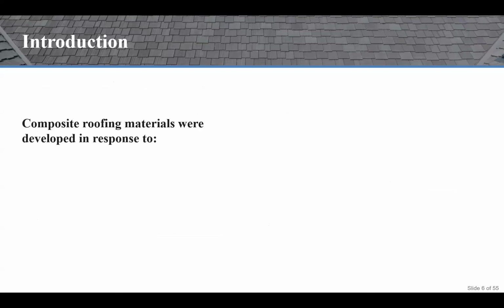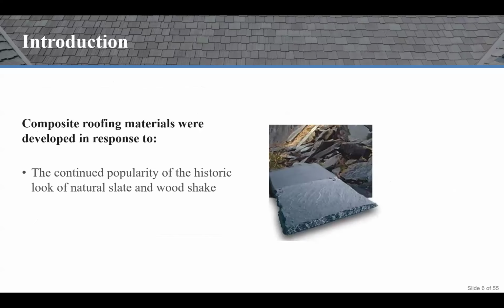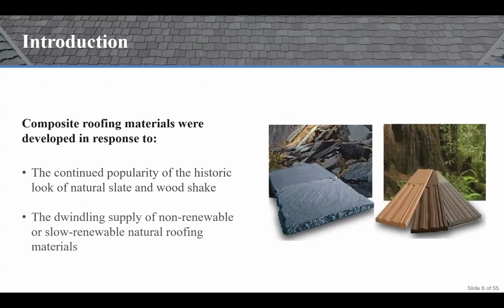As a little introduction, composite roofing materials have been available on the market for more than 2 decades. They provide a cost-effective, viable alternative to traditional slate and shake roofing systems. They were developed in response to the continued popularity of the historic natural look of slate and wood shake. They were also developed in response to the dwindling supply of either a non-renewable or a slow renewable resource. The result is that the product has proven to be durable, lightweight, and in many ways, a good environmental choice for both commercial and residential products.